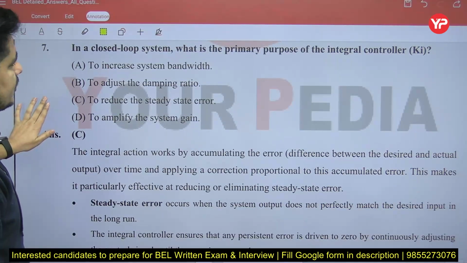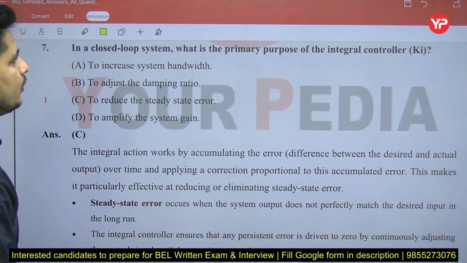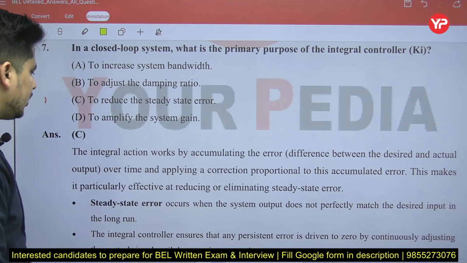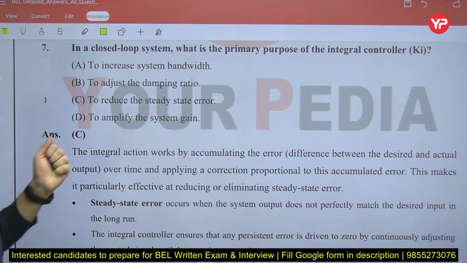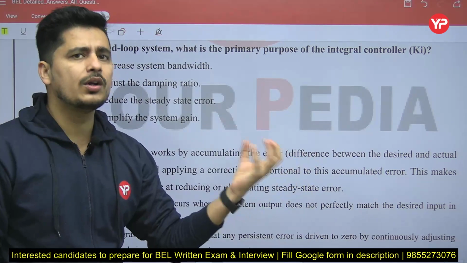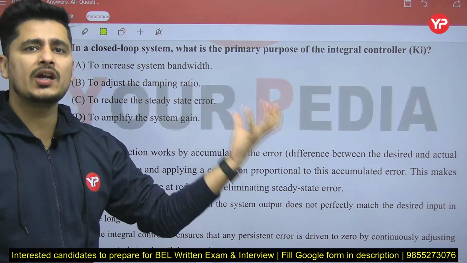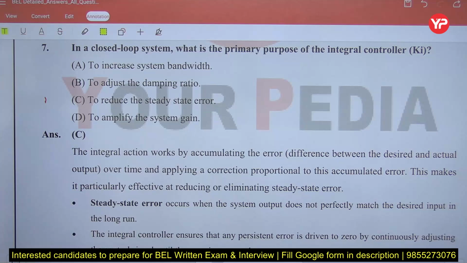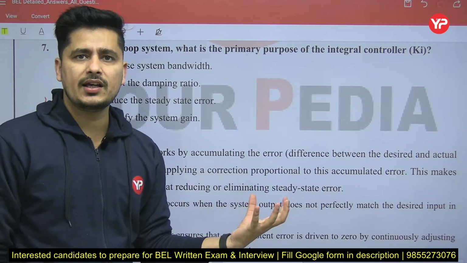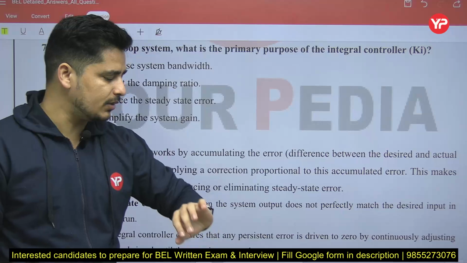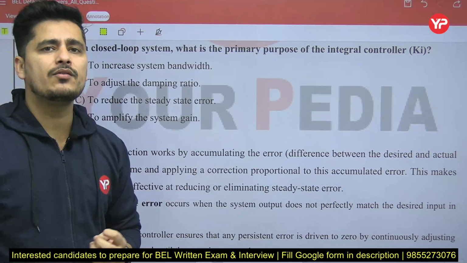In a closed loop system, what is the primary purpose of an integral controller? See, basically the main use of an integral controller is that it affects your steady state error. It will reduce your steady state error. So the primary purpose of an integral controller is to reduce the steady state error. Your integral controller will always affect the steady state behavior of the system. It will not affect the transient behavior of your system.